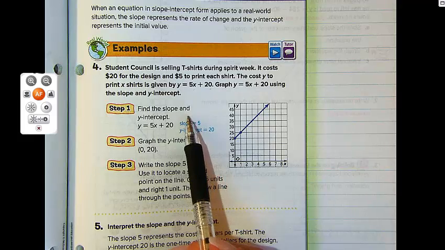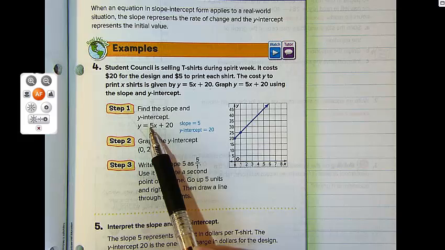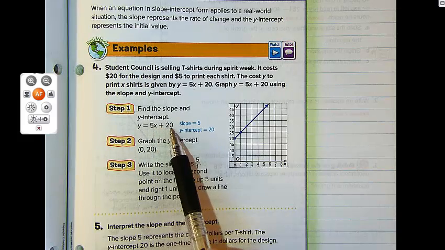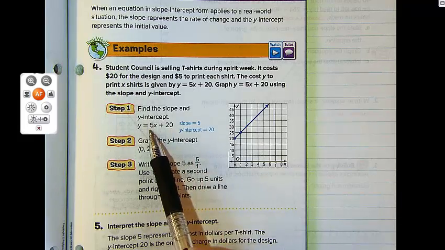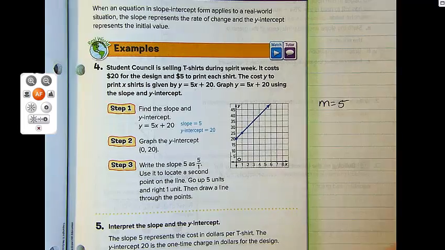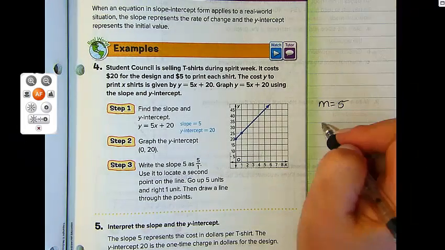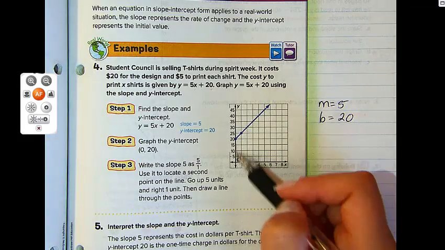Well, the first thing you have to do is find the slope and the y-intercept. Hopefully looking at this, you can say y equals mx plus b. So my m is my slope, so my m is 5. My y-intercept, my b, is 20. So I know it's going to cross the y-axis at 20.